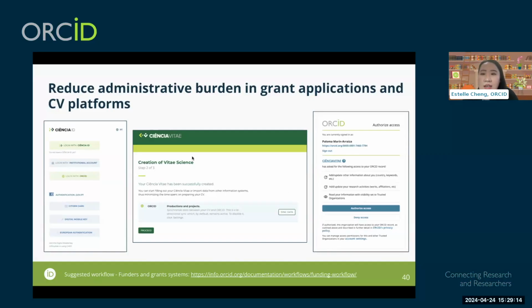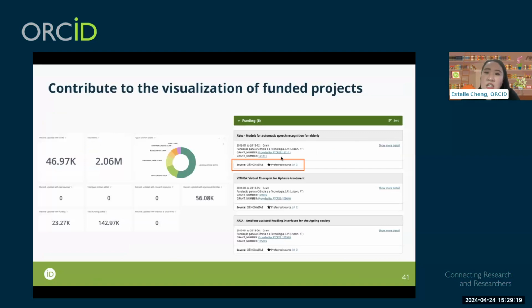So what the Vitae platform does is add funding information. Of course, funding information is very important. And the reason why they add this is to ensure that funding information is transparent and visible, not just staying in their platform, but connected to the ORCID registry, so it can further flow around the research ecosystem and be interoperable.